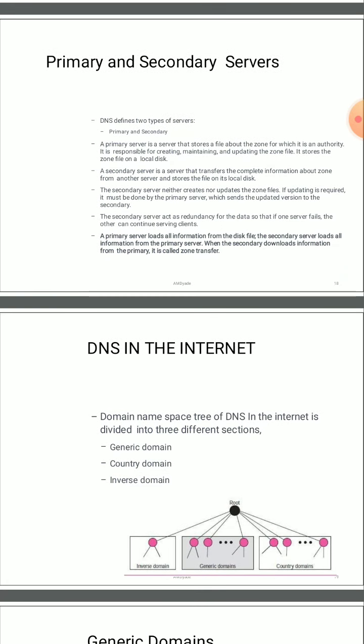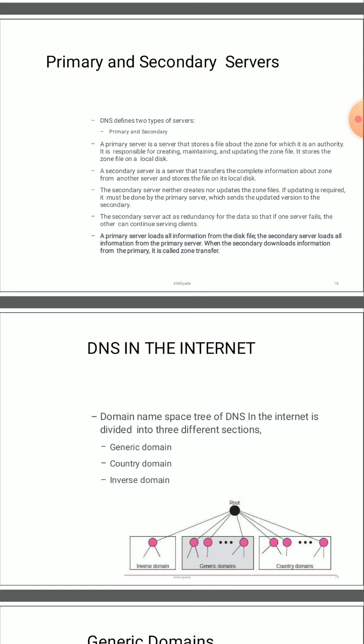DNS defines two types of servers. The first one is the primary server and the second is the secondary server. Let us first see the definition. The primary server is a server that stores a file about the zone for which it has authority. It is responsible for creating, maintaining and updating the zone file. It stores all the zone files on its local disk.